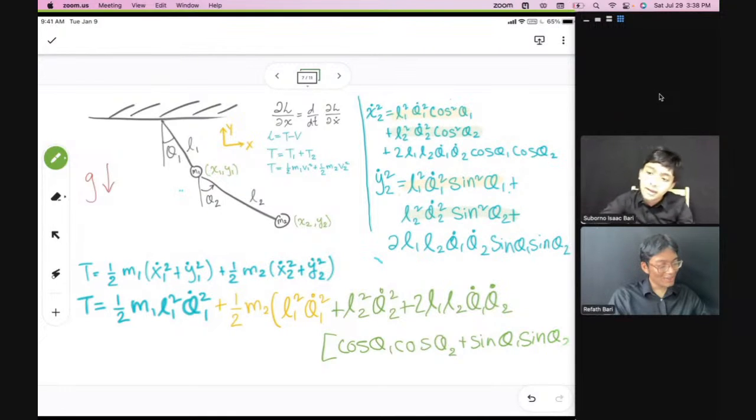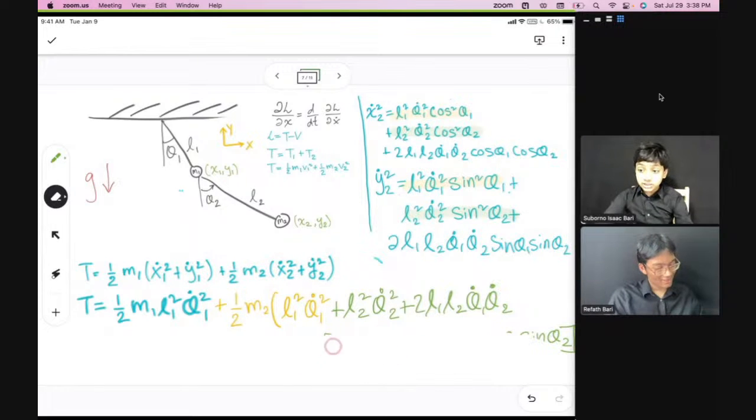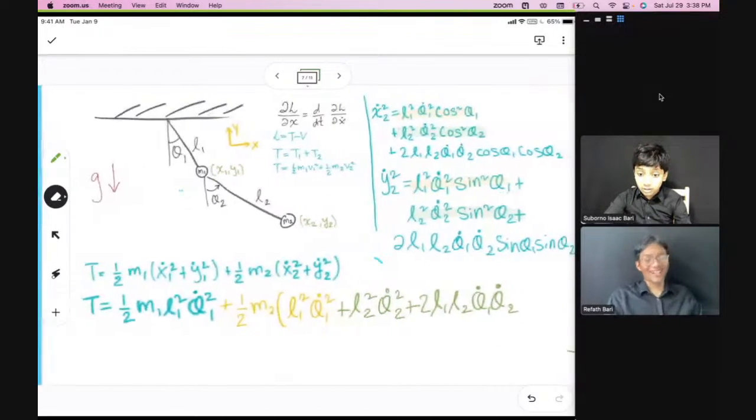Does this look familiar? Cosine theta 1 times cosine theta 2 plus sine theta 1 times sine theta 2, what is it? If not, cosine of theta 1 minus theta 2. Oh, you're right. You see?